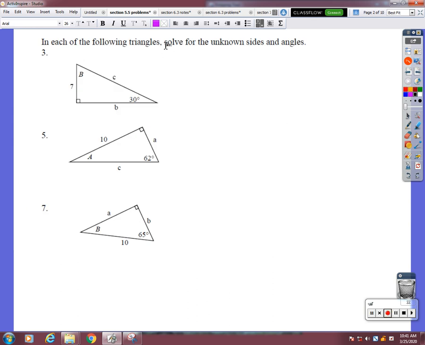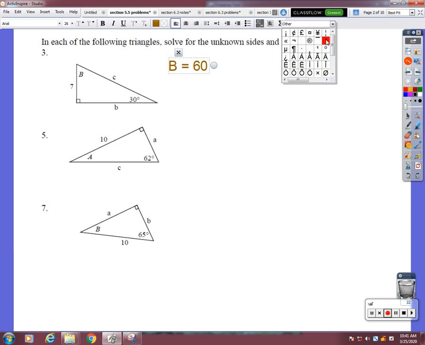Alright, now we're asked only to find just one of the missing sides. So that's this guy right. Oh, for all of the missing sides, sorry. Okay, so let's do angle B first. That's easy peasy. If that's 30, then this must be 60.